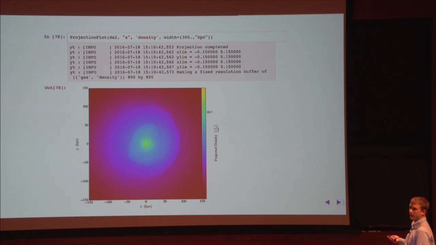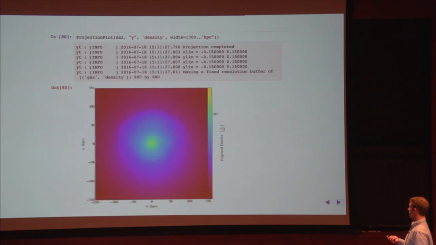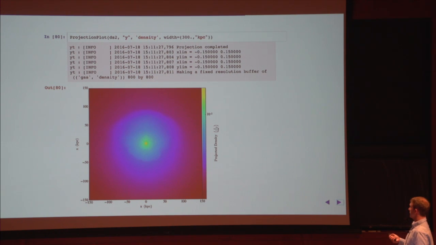I'm not showing it here, but there's also a set width method, so you can set a new width after the fact. Even if you've already given it a width, you can say, hey, now I want a width of this. Here, I'm just going to show you projections along the different axes. So that was z, x, y, just looking at the spiral from different projections. There are off-axis projections and off-axis slices. Again, I'm not showing them here for lack of time, but that's definitely something you can also do.